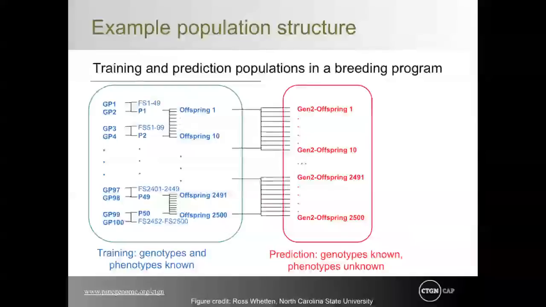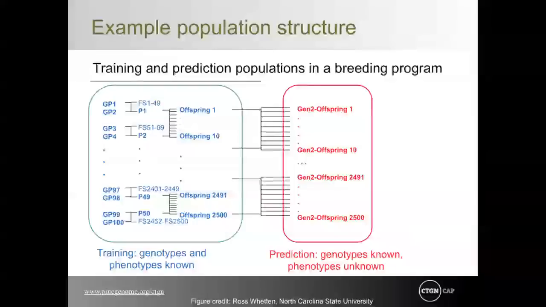genotypes and phenotypic data. The 50 parents are then crossed in pairwise combinations to produce 25 families of 100 progeny each, and phenotypes and genotypes are collected for all 2,500 of those individuals as well. Together, these 5,100 individuals, grandparents, parents, full sibs, parents, and offspring, constitute the training population.